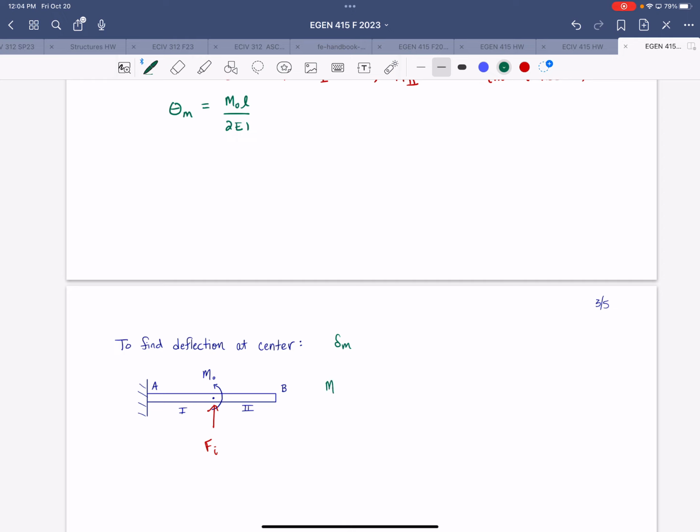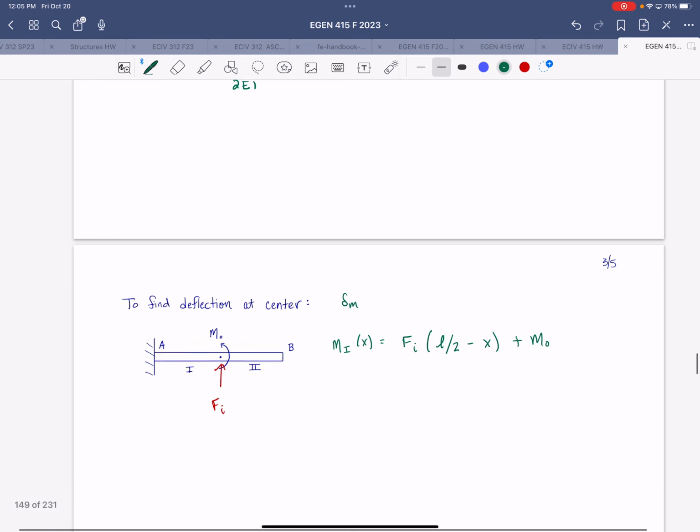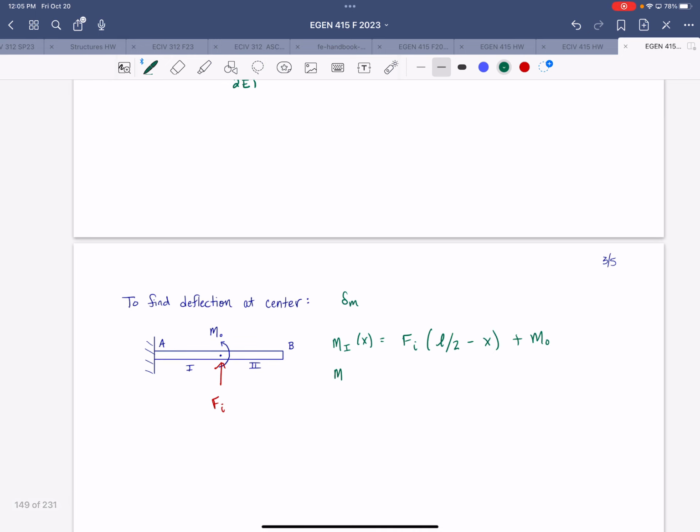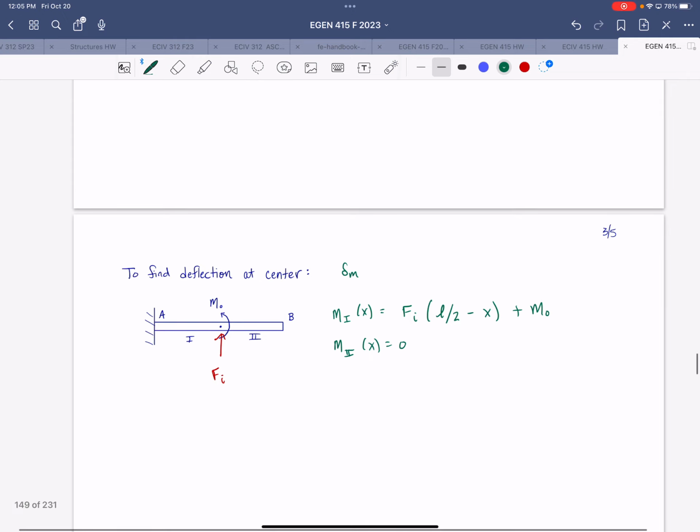Now we need to rewrite our expressions for moment in each region. So the moment in region 1 would be Fi times L over 2 minus x plus M naught. And the moment in region 2 would just be 0, because there's nothing happening after that midpoint.